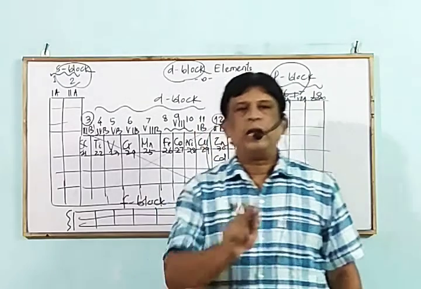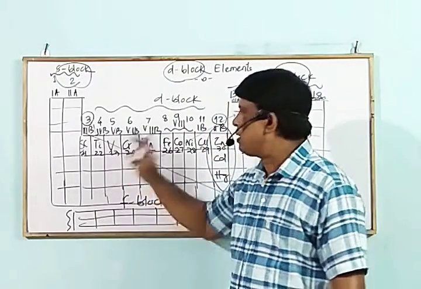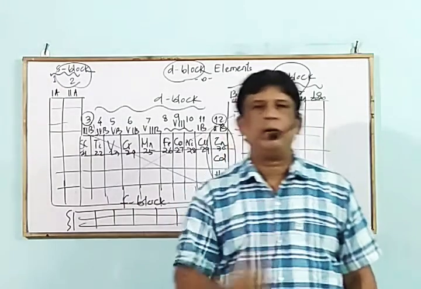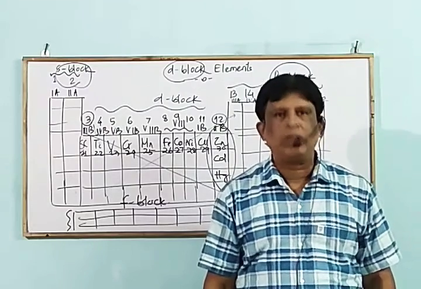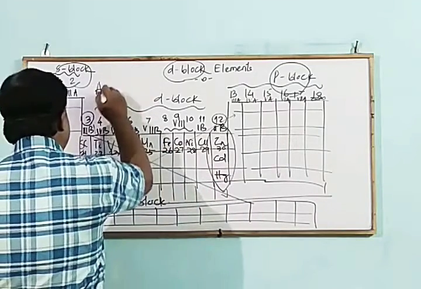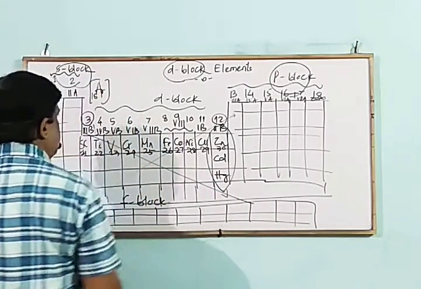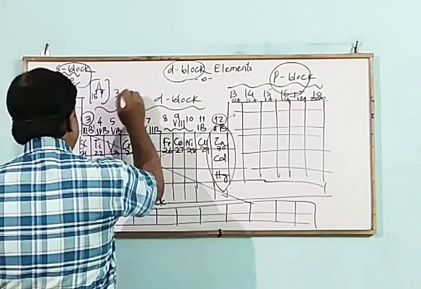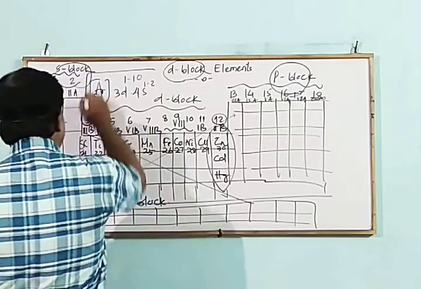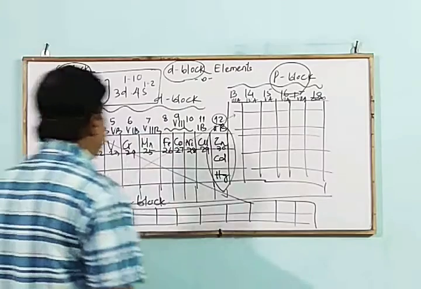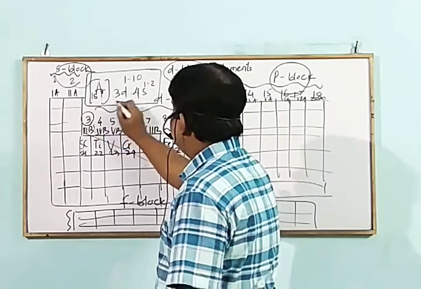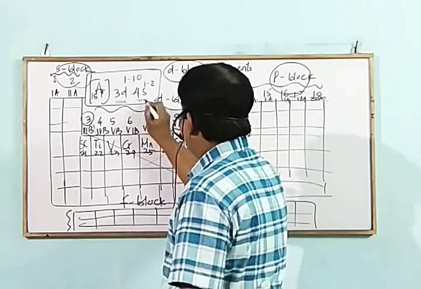That means the (n-1)d subshell, in the case of the first transition series that is 3d, is incomplete and progressively filled up. If we look at their electronic configuration, it is a noble gas core, that is argon 18, then (n-1)d, that is 3d 1 to 10, and ns, that is 4s 1 to 2. It is the normal electronic configuration if we focus on the first transition series: noble gas configuration argon 18, 3d 1 to 10 and 4s 1 to 2.